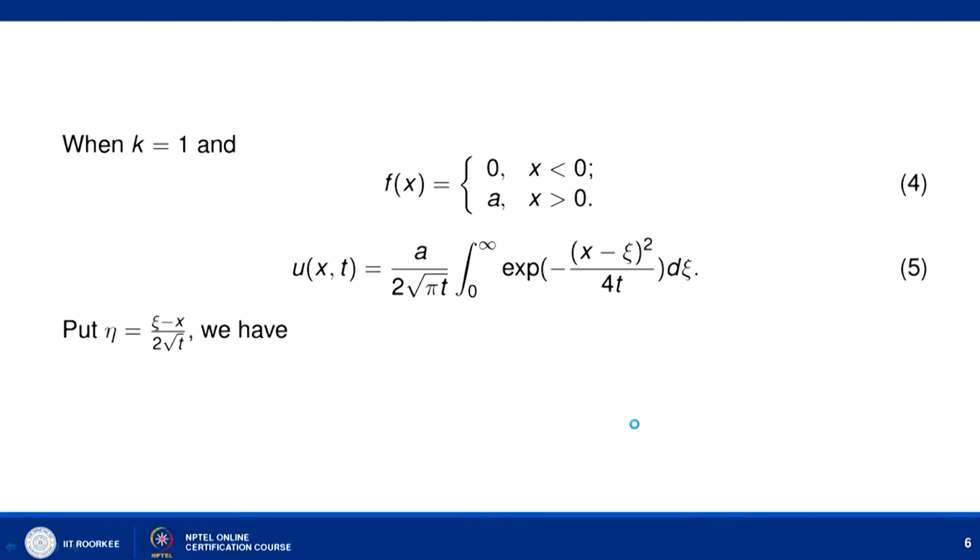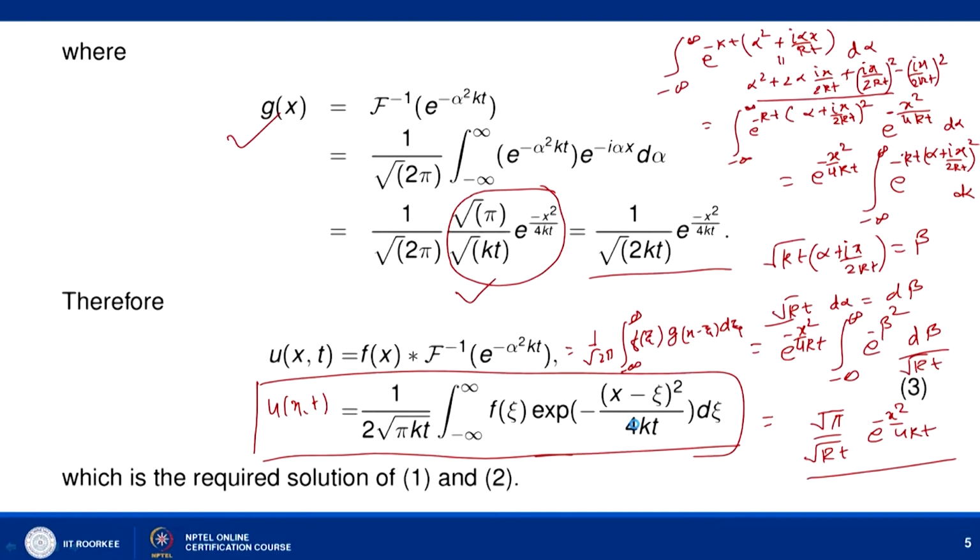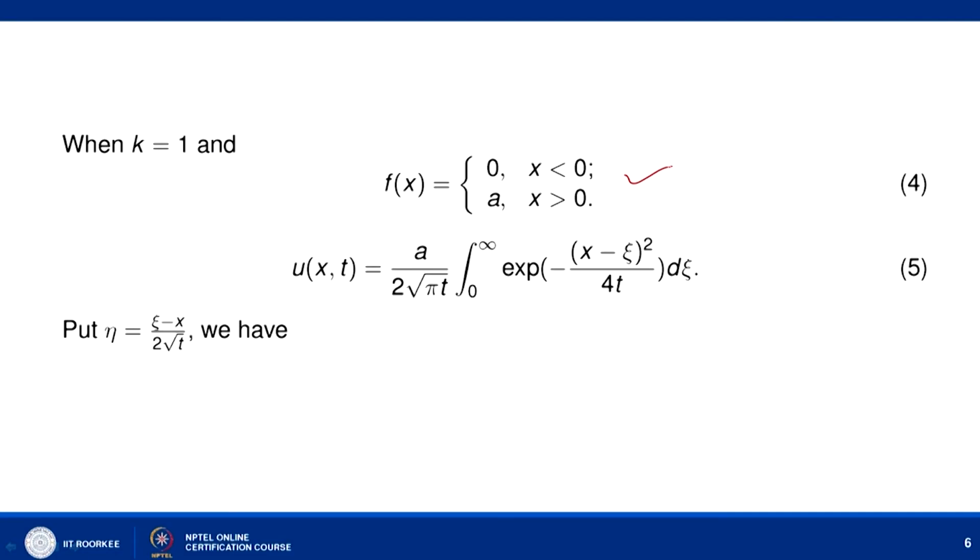Now, let us say that we consider a particular example in which the initial temperature is given by f of x equal to 0 when x is less than 0, and a constant value a when x is greater than 0, and here we are assuming for simplicity that k is equal to 1. Then our simplified solution is given by u x t as a upon 2 root pi t, integral from 0 to infinity exponential of minus x minus xi whole square upon 4 t d xi.